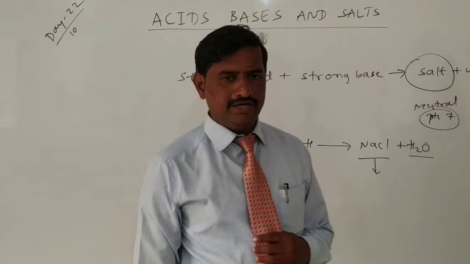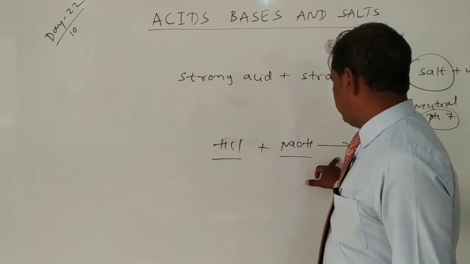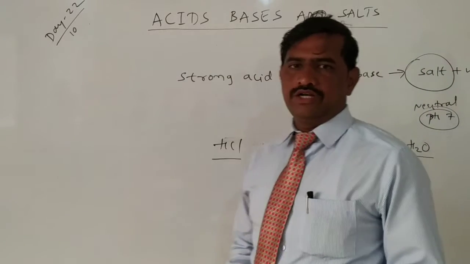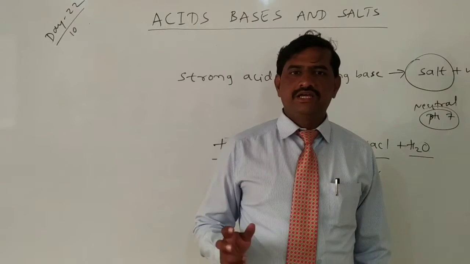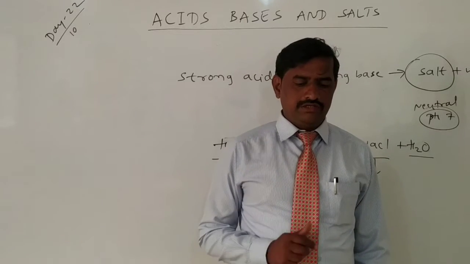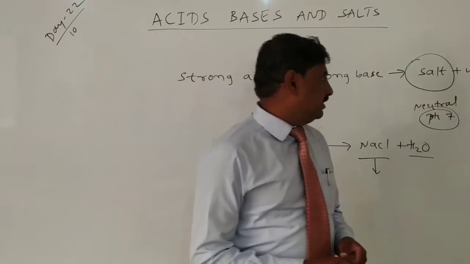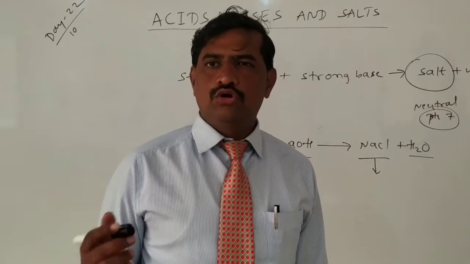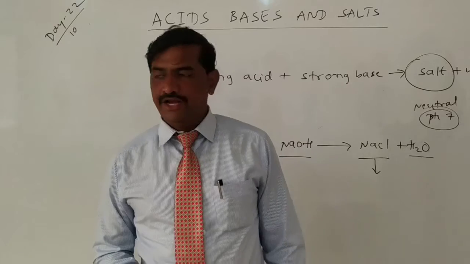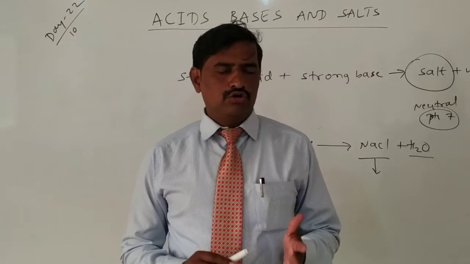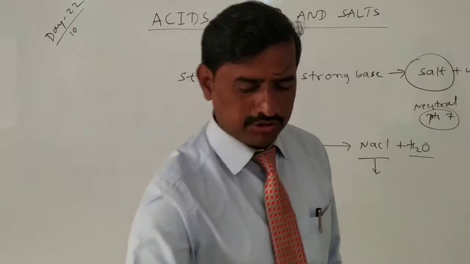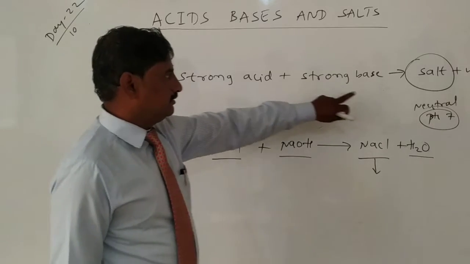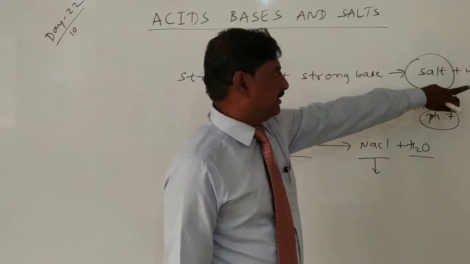Next, from NaCl, sodium chloride, when it is dissolved in water and electricity is passed, there is a release of sodium hydroxide, chlorine gas, and hydrogen gas. That process is called the chlor-alkali process. We will study the chlor-alkali process. So here, strong acid and strong base give a neutral substance, that is, a salt plus water.